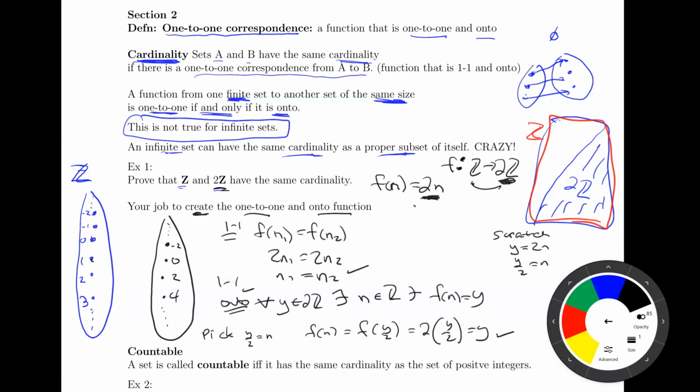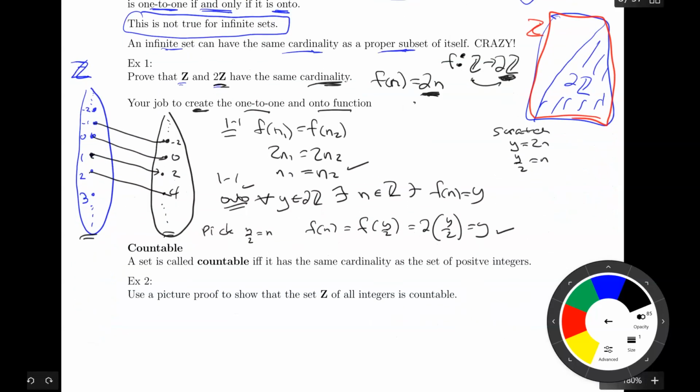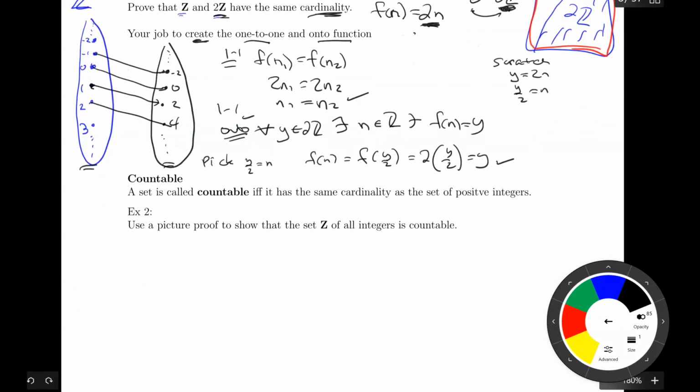So what I just did is show that there's a one-to-one and onto function. 1 goes to 2, 2 goes to 4, 0 goes to 0. So I've got a one-to-one and onto function from the integers to the even integers. So they have the same cardinality. We're getting used to this kind of language.